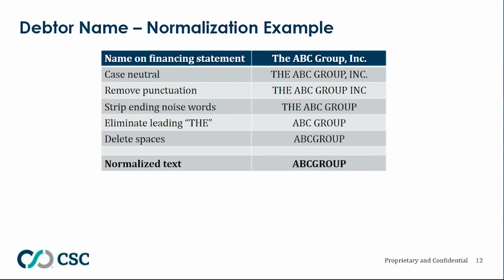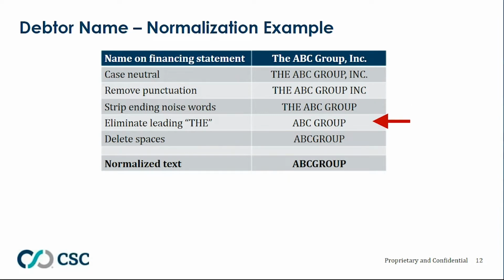Here we have a normalization example. We have the name on the financing statement listed as "The ABC Group, Inc." Now the way normalization works is it will take the name on the financing statement and first make it case neutral, then strip out the punctuation, then remove ending noise words starting at the far right-hand side of the name and working its way back to the left until it runs out of ending noise words. Once it reaches something that isn't on the noise word list, it stops and moves on to the next step, which is removing "the" from the beginning of the name if it appears there.